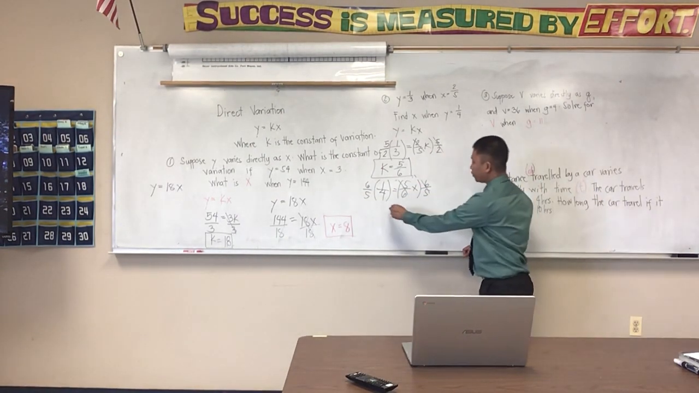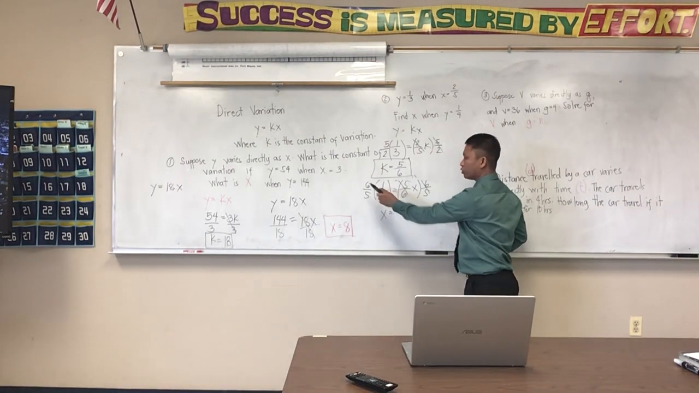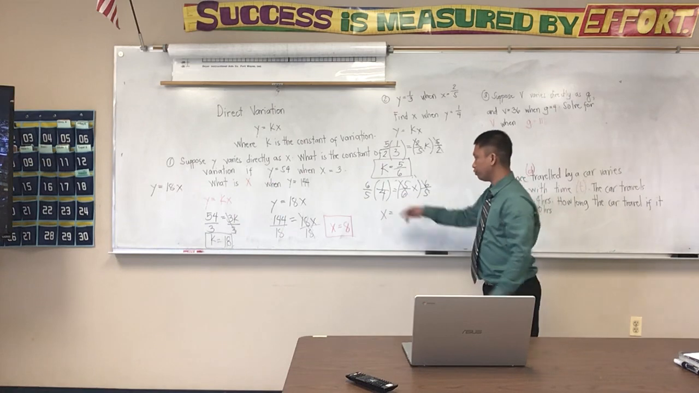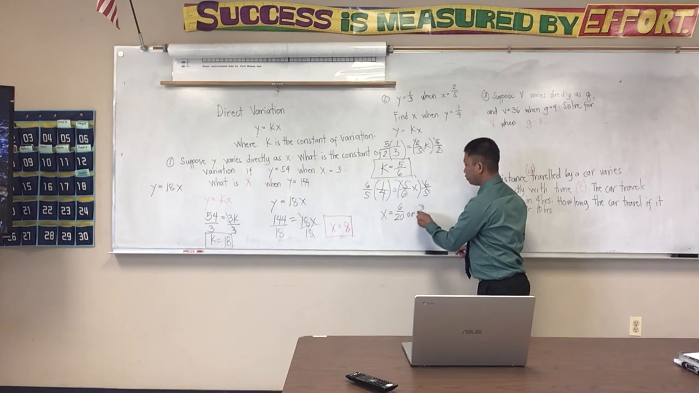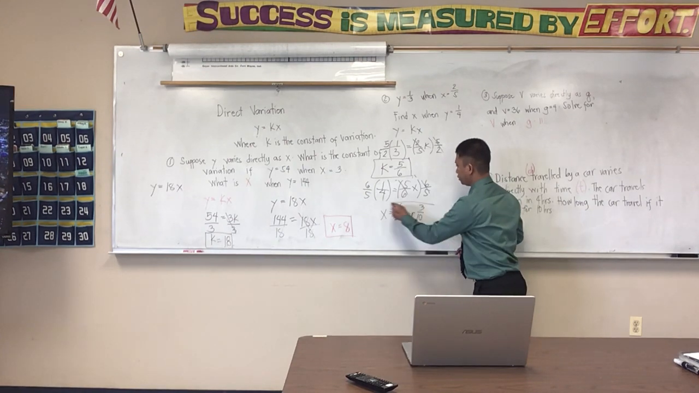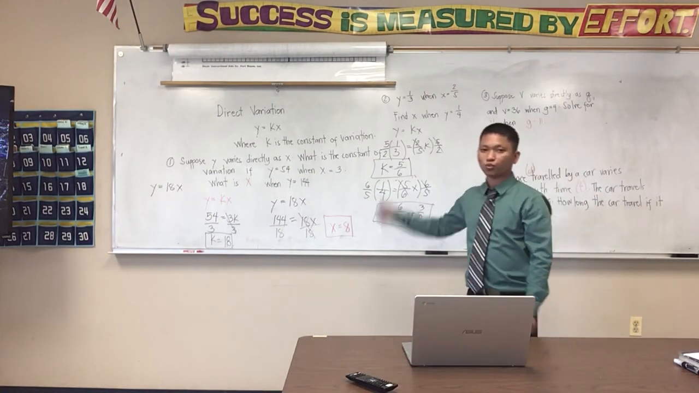Okay, so the value of x now would be 6/5 times 1/4. So we're going to multiply 6/5 by 1/4. So this would be 6/20, or that is 3/10. So x is equal to 3/10 when y is equal to 1/4.